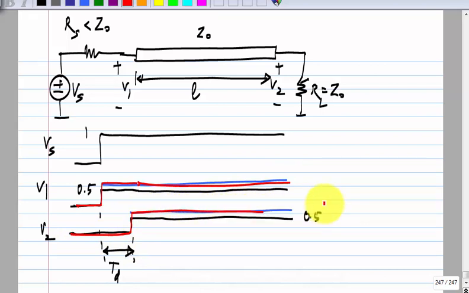So basically, if at least one side is terminated properly, then you may have at most one reflection. After that, it comes back and then there will be no further reflections, right? So that is the thing. But in reality, you will not have this. So neither RL nor RS will be exactly equal to R0.